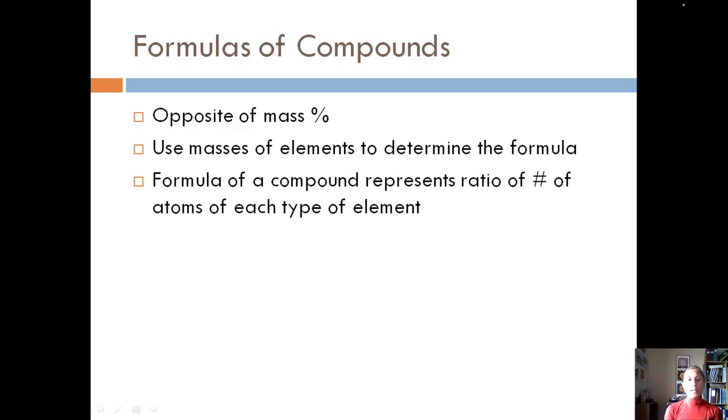And that chemical formula represents a ratio of the number of atoms of each type of element in a compound. And so basically what we're going to try to do is get things into either atoms or moles and then use that to determine our ratio.